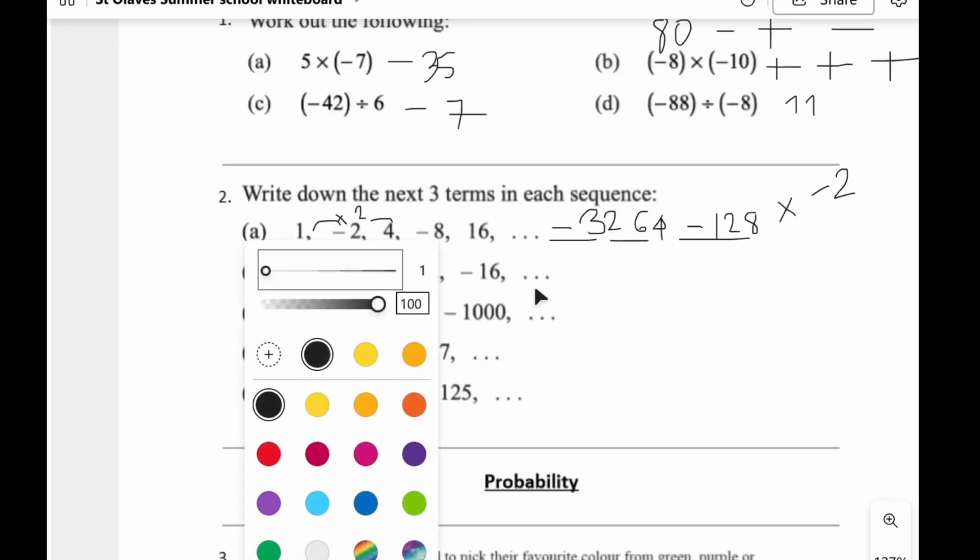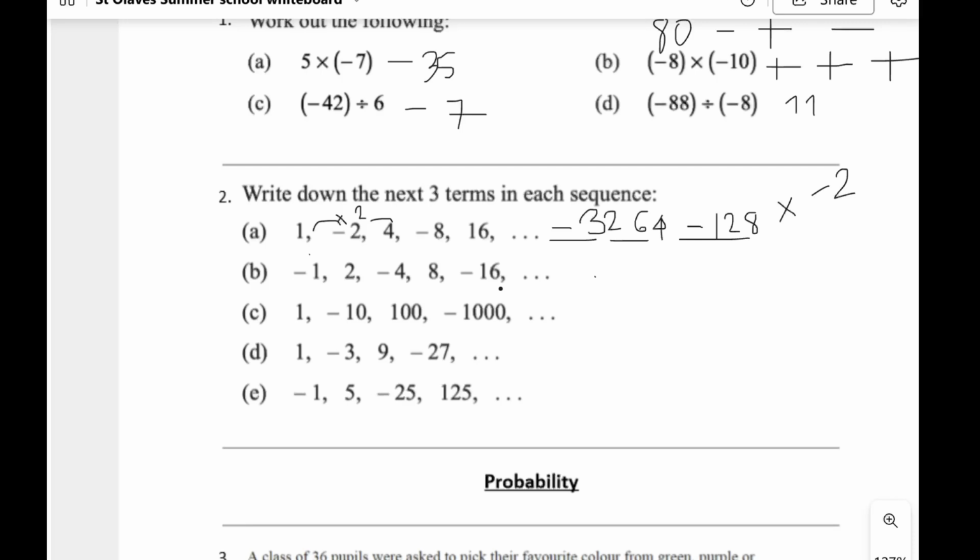So the next one is very similar. Pretty much the exact same pattern, except we still multiply by minus 2. However, we see that we start on a negative, so it's going to go negative, plus, negative, plus, negative, plus. So if we multiply by 2, we get positive 32, negative 64, and then positive 128.